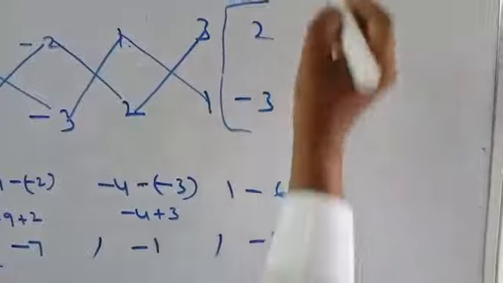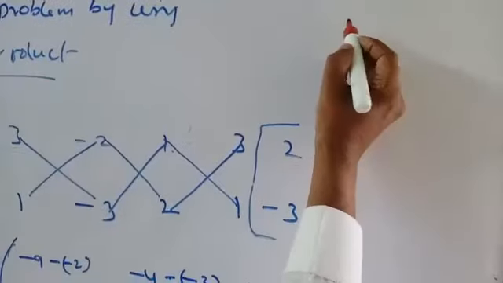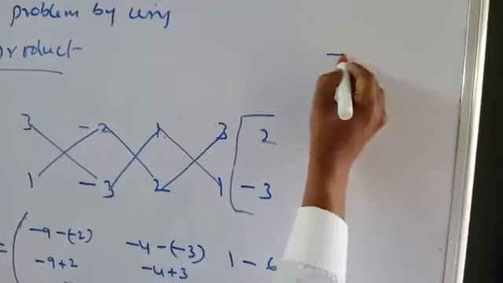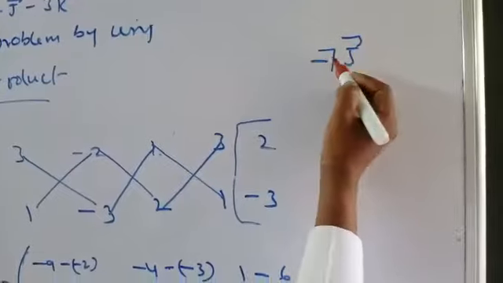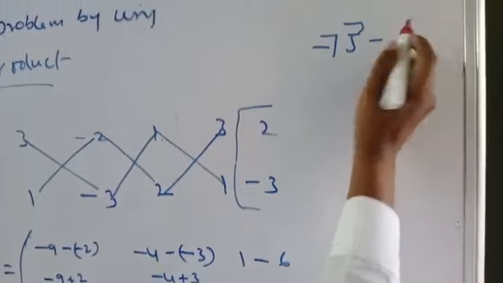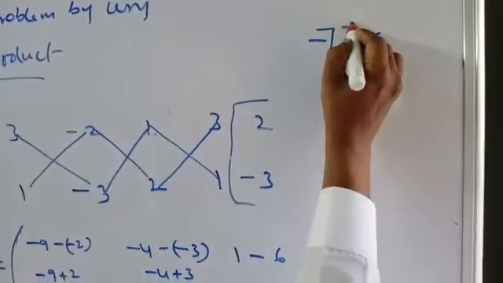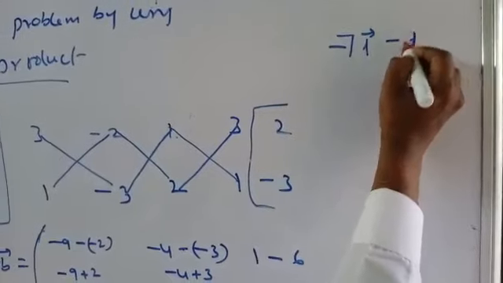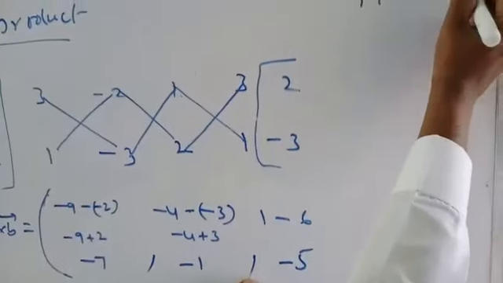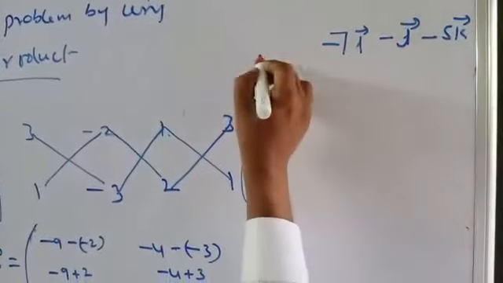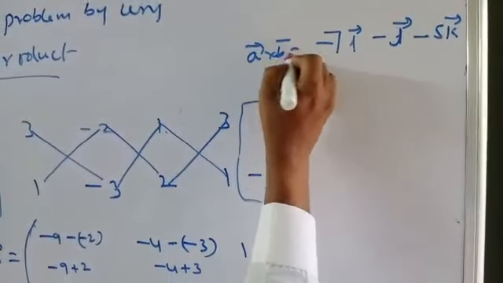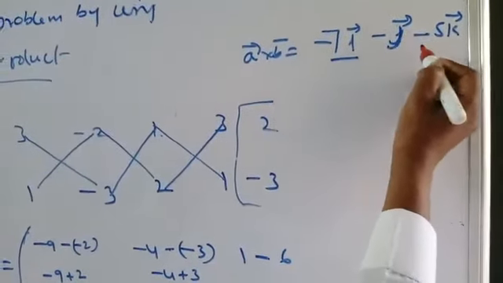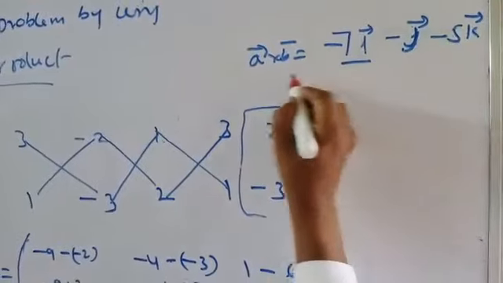So the solution here, the cross product vector: minus 7 i bar, minus j bar, minus 5 k bar. So a bar cross b bar is equal to minus 7 i bar minus j bar minus 5 k bar. This is the solution.